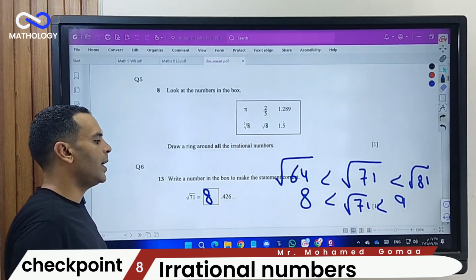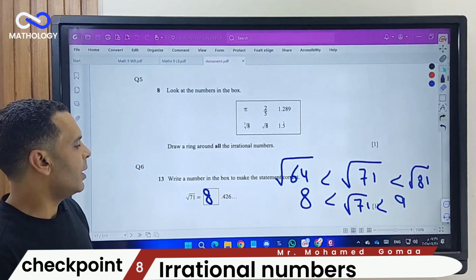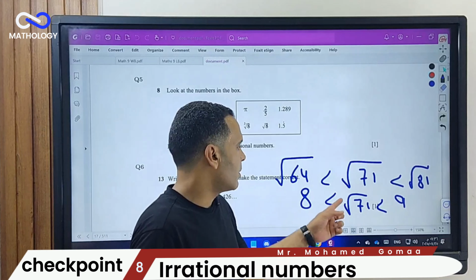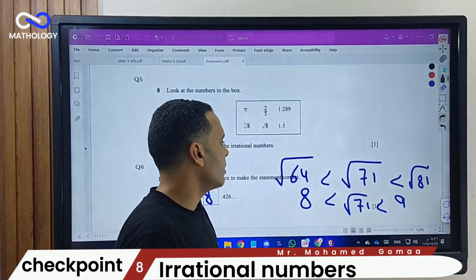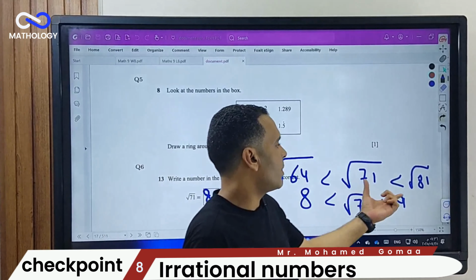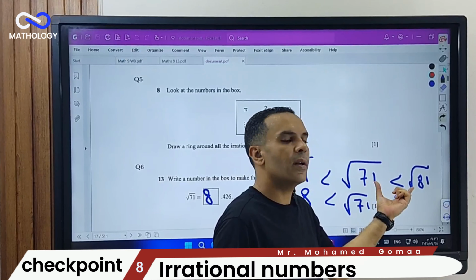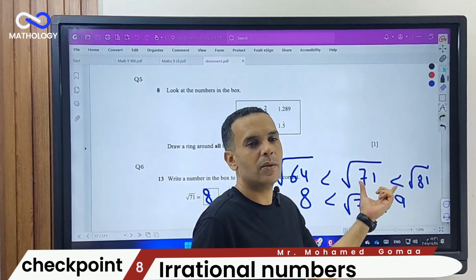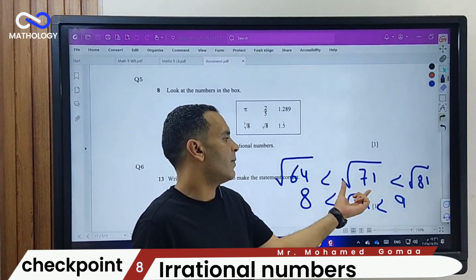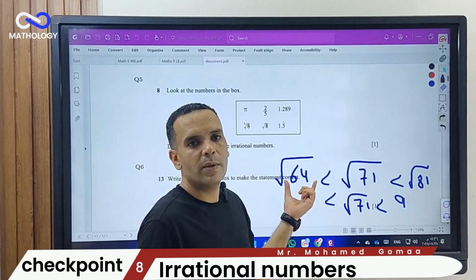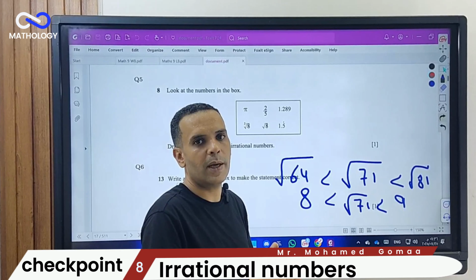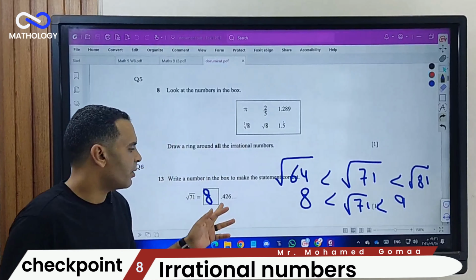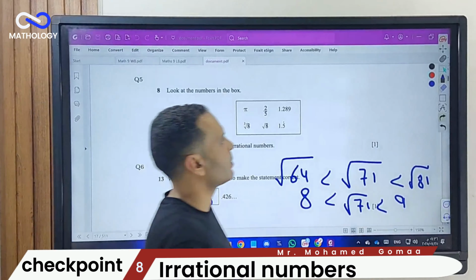8.426, because the distance between 64 and 71 is 7, but the distance between 71 and 81 is 10. So the square root of 71 is nearest to the square root of 64, but not in the middle way. Okay? So it will be 8.426 and so on.